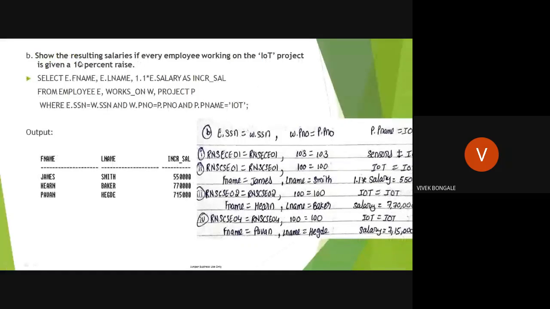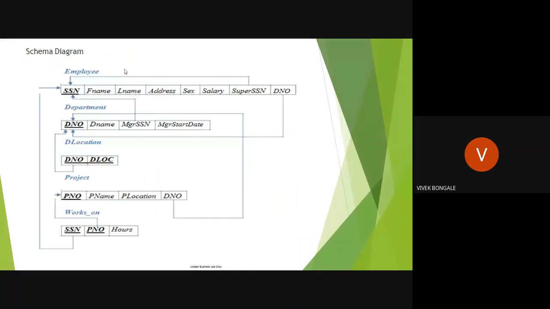Okay, second query, right? It says: show the resulting salary if every employee working on the IoT project is given a 10% rise. Some salary we have already given, some salary we have added to the table. In the employee table we have salary. While inserting the values, we added some salary here, 30,000, 40,000. In this second query, we have to add a 10% hike to this salary.